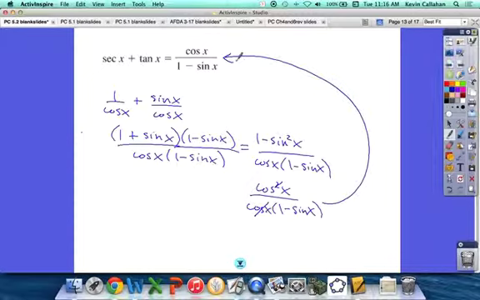I mean, did anybody think when we had this 1 plus sine over cosine, what if you had 1 plus sine over cosine equals this, cross multiply? A fraction equals a fraction, just cross multiply. 1 plus sine times 1 minus sine is 1 minus sine squared, cosine squared. That'll work. So definitely there's more than one way to do these things.